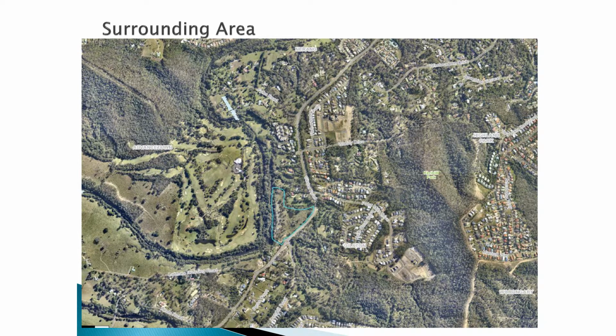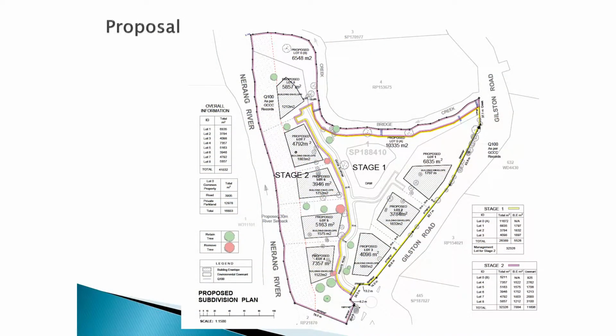We have Peter Mills' land where he's over the last 10 years subdivided here, and we have Highland Park here, and I think the Pacific View estate runs through here to the Pacific Motorway. The application is for an 8-lot community title subdivision in two stages. Stage 1, 3 lots here, and stage 2, 5 lots towards the Nerang River. The lot sizes range from around 3,700 square metres to just shy of 8,000 square metres.